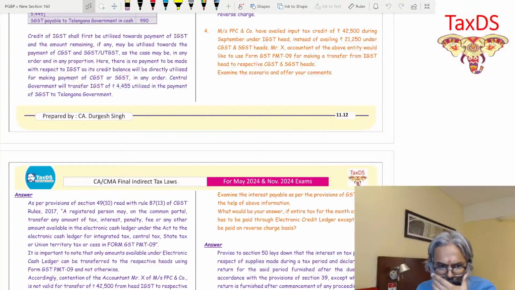Now, friends, as you know, in yesterday's session we discussed four points about the electronic cash ledger. The four points are about when the electronic cash ledger would be credited by the government. So we have seen the normal case, students. That is point number 1. And then there was a special case.